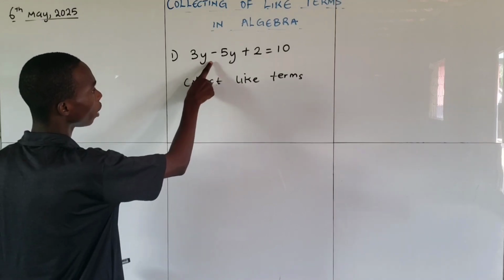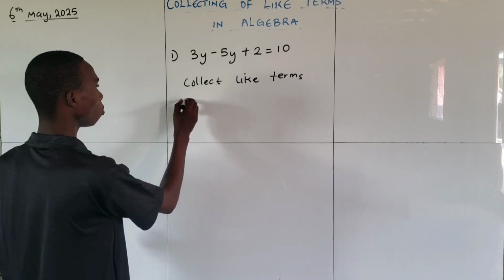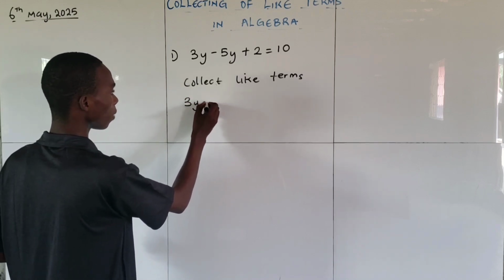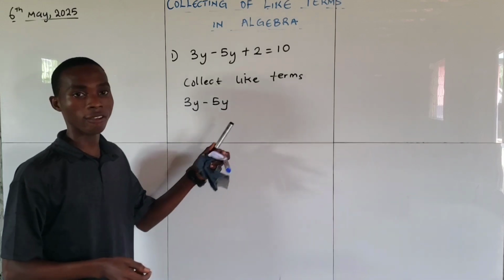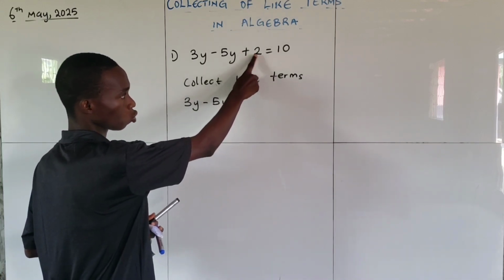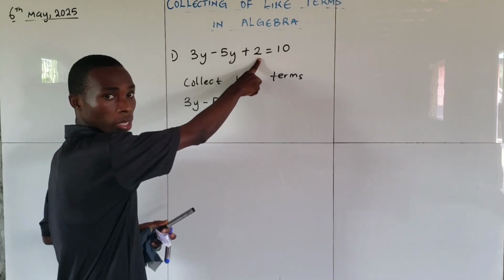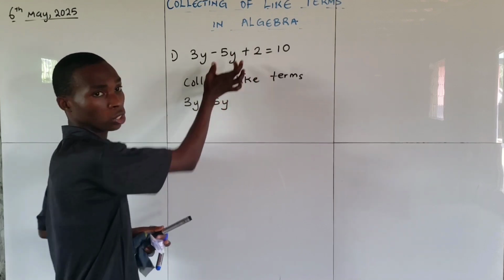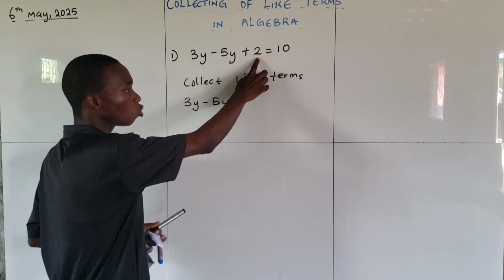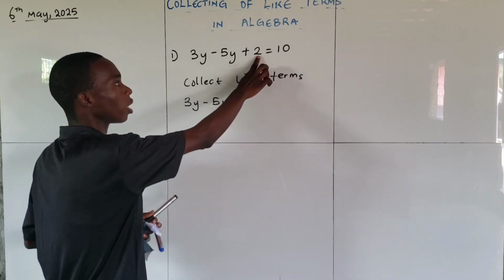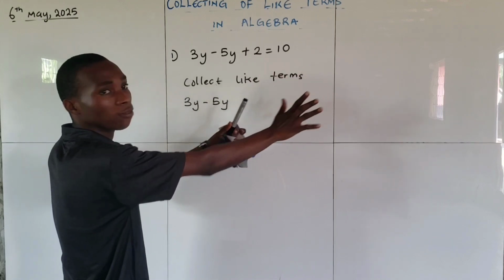We have 3y here minus 5y. So this one is already arranged for us. So put our 3y minus 5y. Now, after putting 3y minus 5y, we are seeing a plus sign here, plus 2. We are not going to put plus 2 here because this positive 2 is not a coefficient. It does not have what? It does not have a y attached to it. So we are not going to put plus 2 here again, because this one is a constant and this is a constant. So we'll separate the constant from the coefficient.